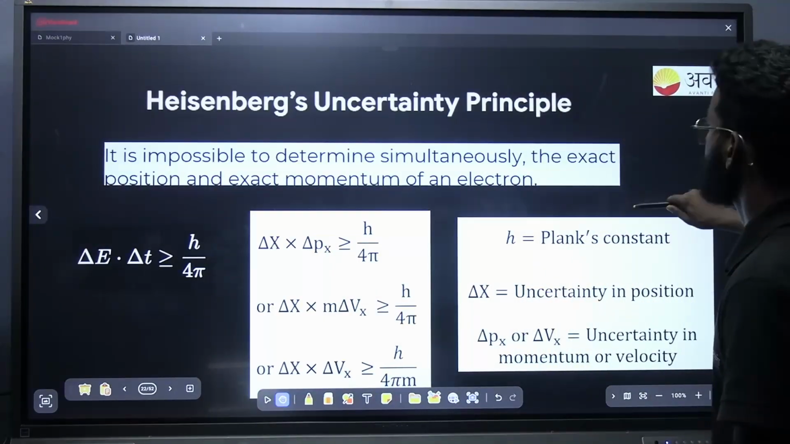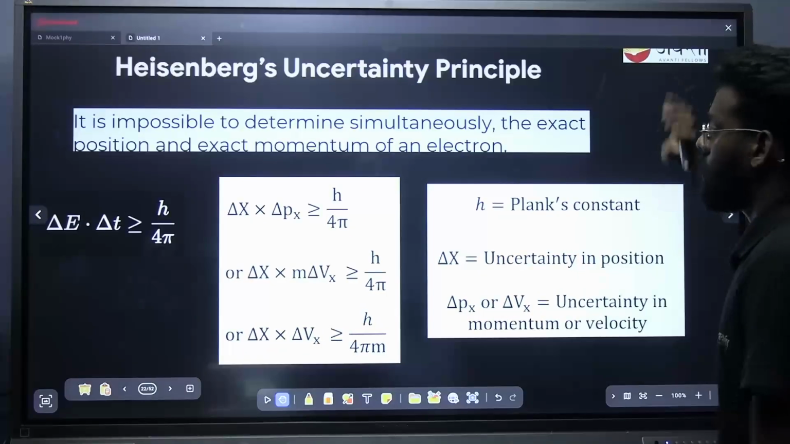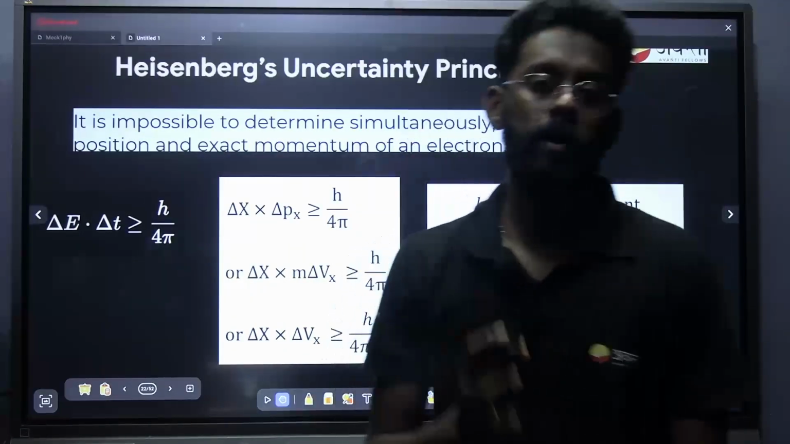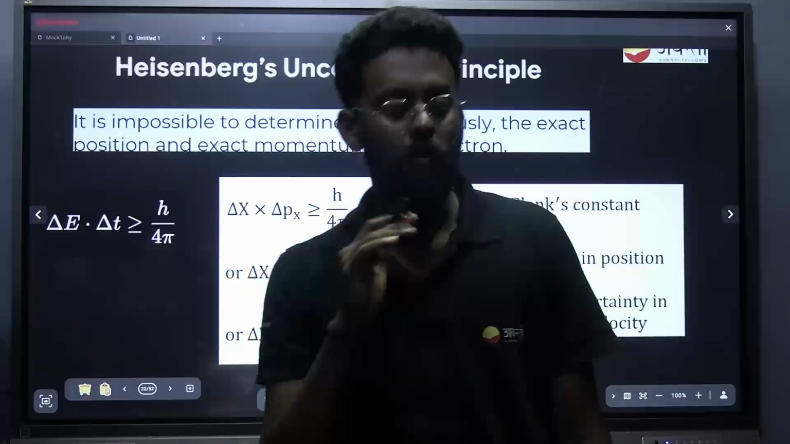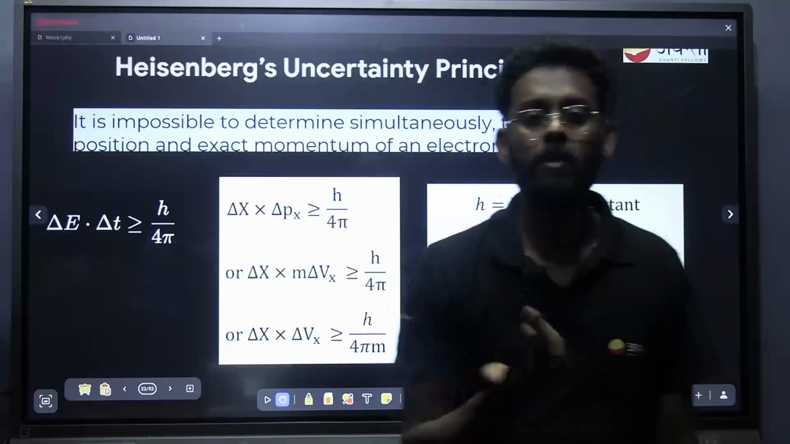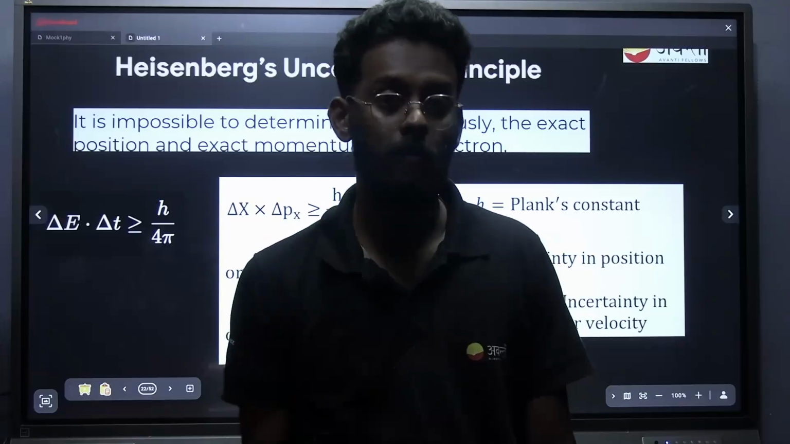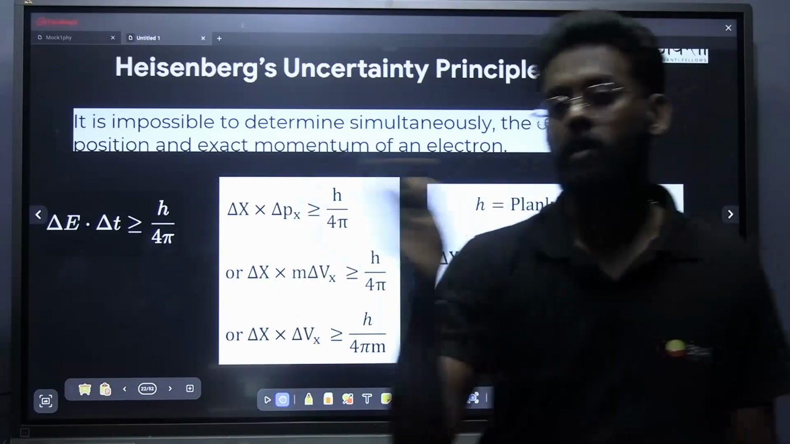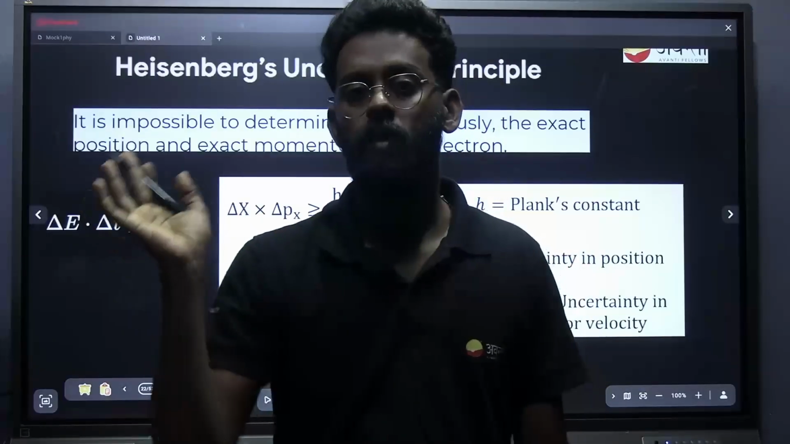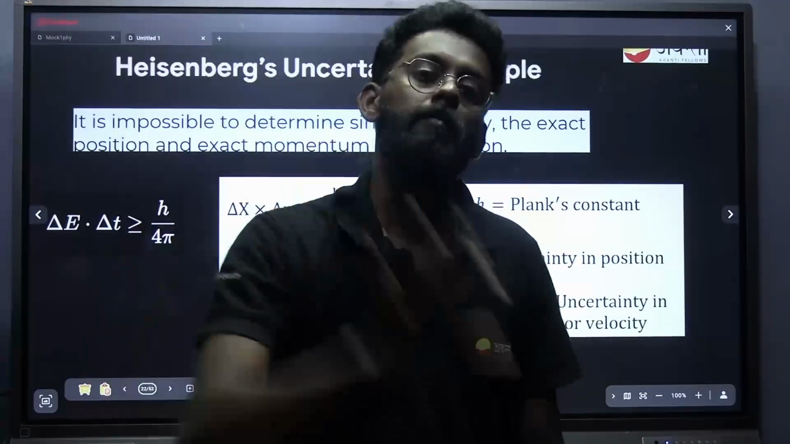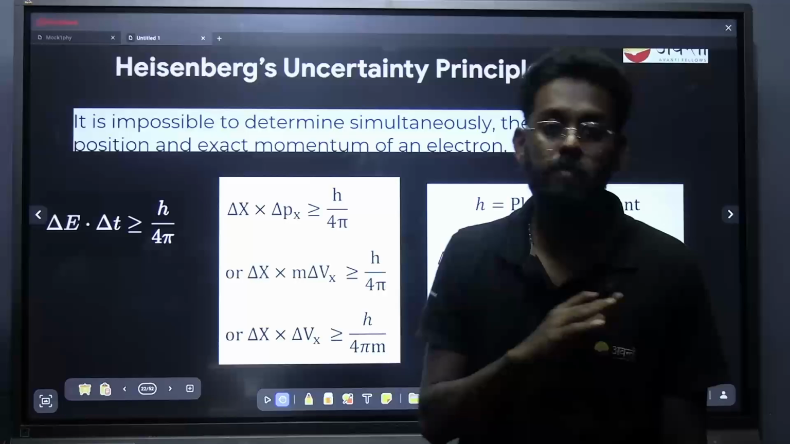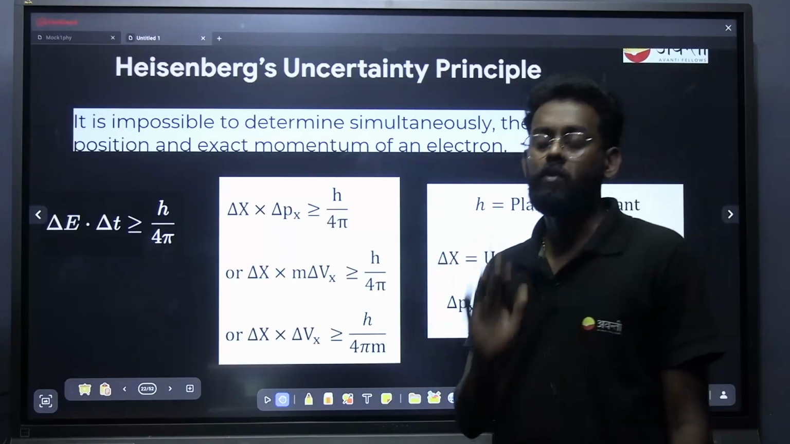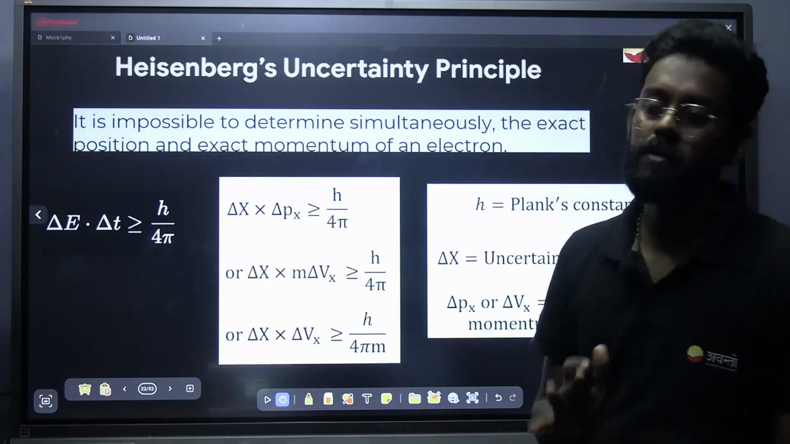Yes. Next one is Heisenberg's uncertainty principle. I am not going too deep. The uncertainty principle is all about the fact that whenever we want to find the exact position and momentum of an electron, it is impossible. Why? Because when we try to find the exact position, the momentum changes. When we try to find the momentum, the position changes. That is the uncertainty principle. So it is not possible to find position and momentum exactly and simultaneously.